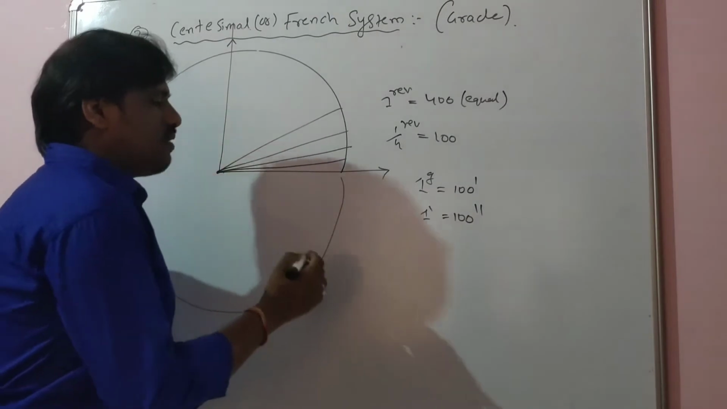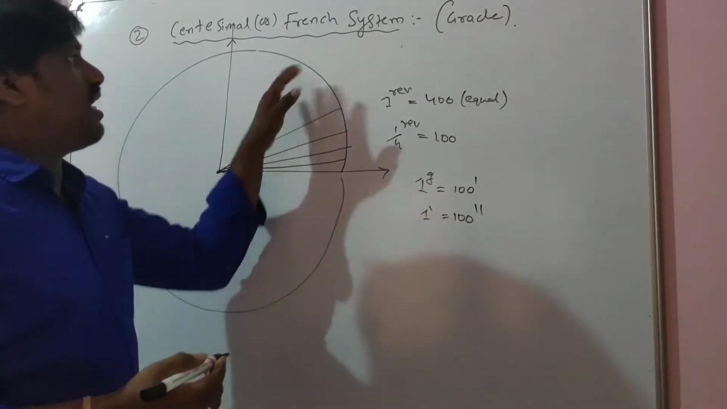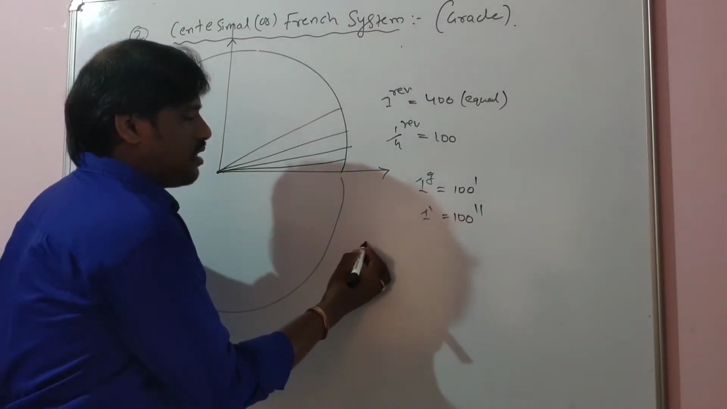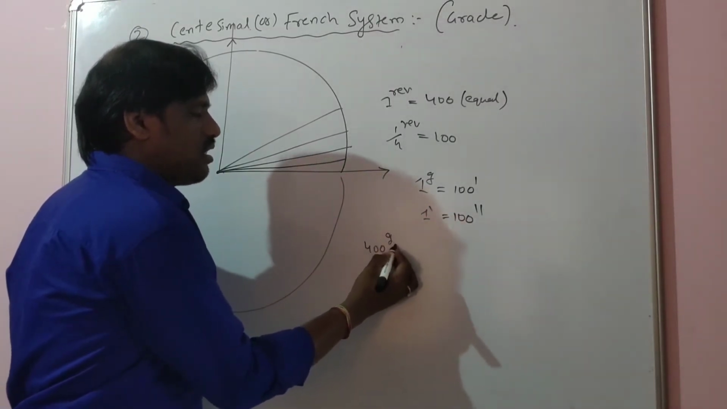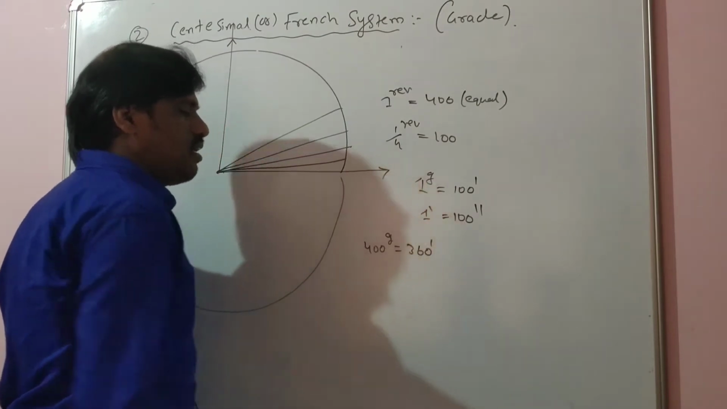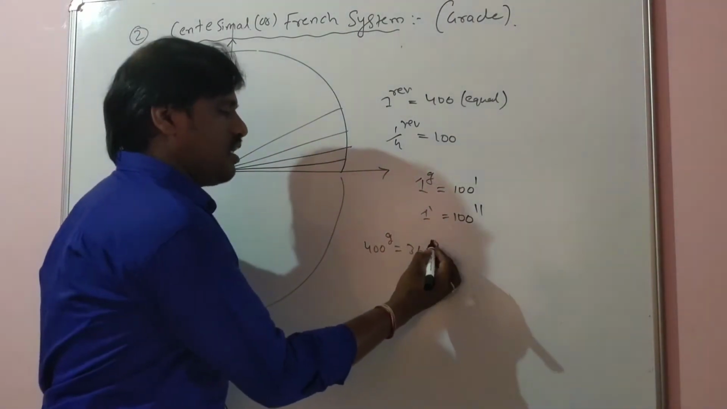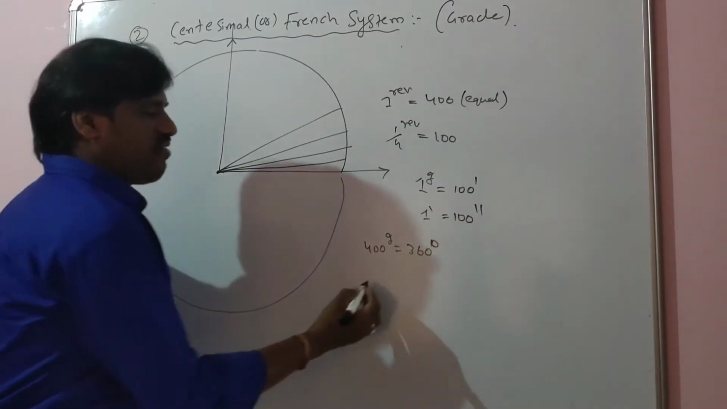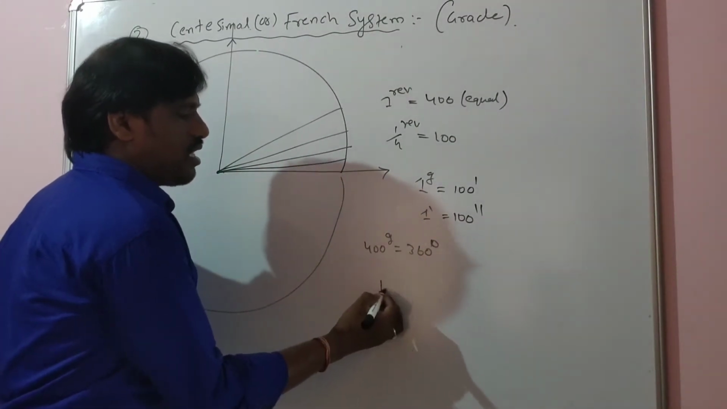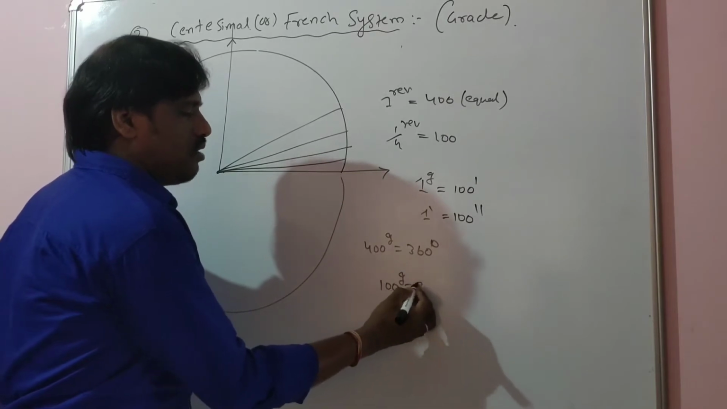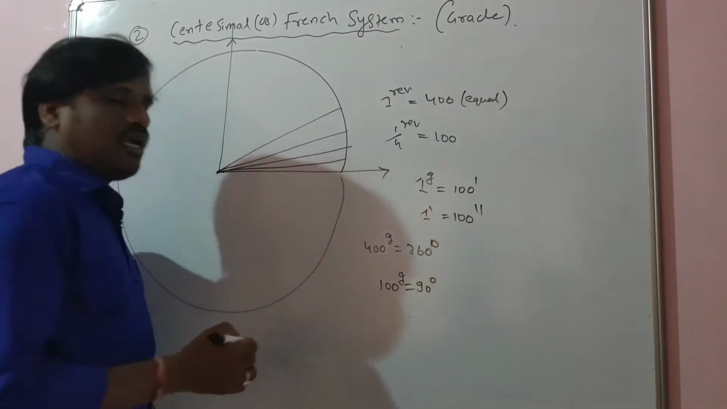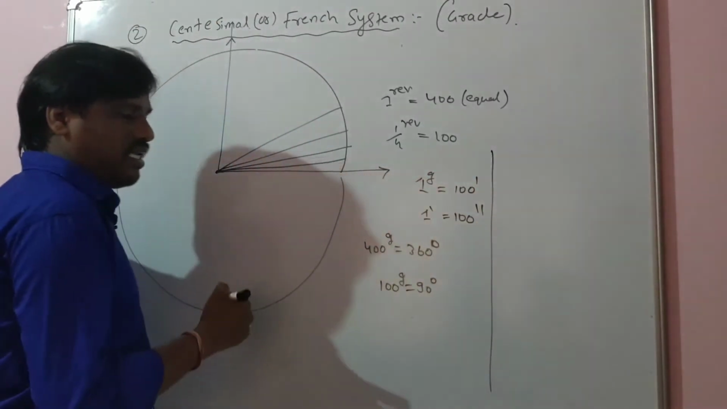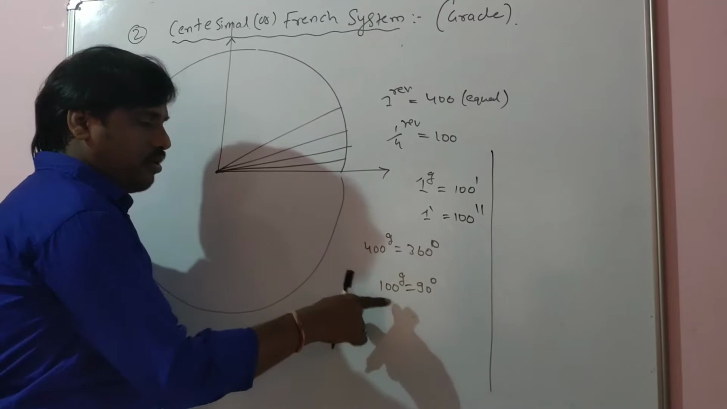Now the relationship between grade and degree: 400 grades is equal to 360 degrees, because one revolution is divided into 360 degrees and also into 400 grades. And 1/4 of a revolution, that is 100 grades, is equal to 90 degrees. So 100 grades is equal to 90 degrees. You just remember this, it is most important.